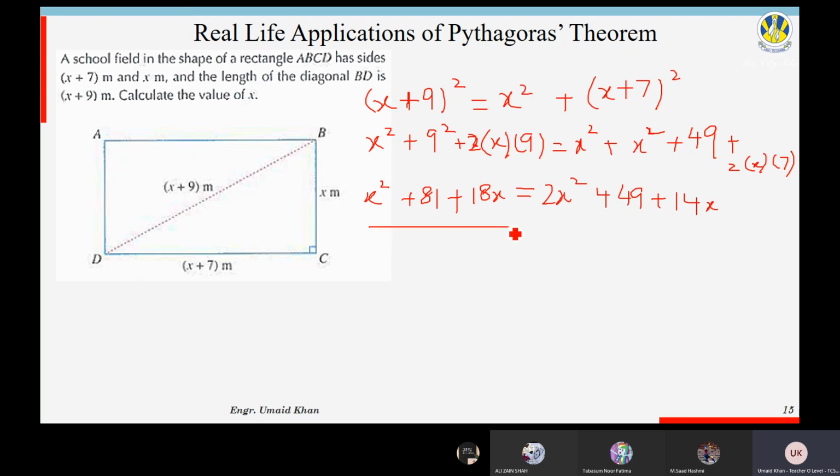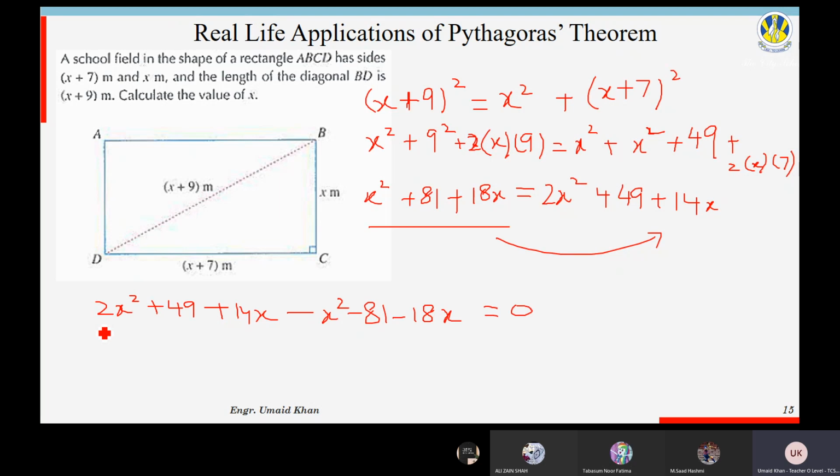Okay, now take all these three expressions from left to right hand side. So I'm going to take this to the right hand side. Why? Because I want to form an equation. If I take this to the right hand side, I will get 2x square plus 49 plus 14x, minus, the sign of all the terms will be changed, x square minus 81 minus 18x, and that will be equal to 0.